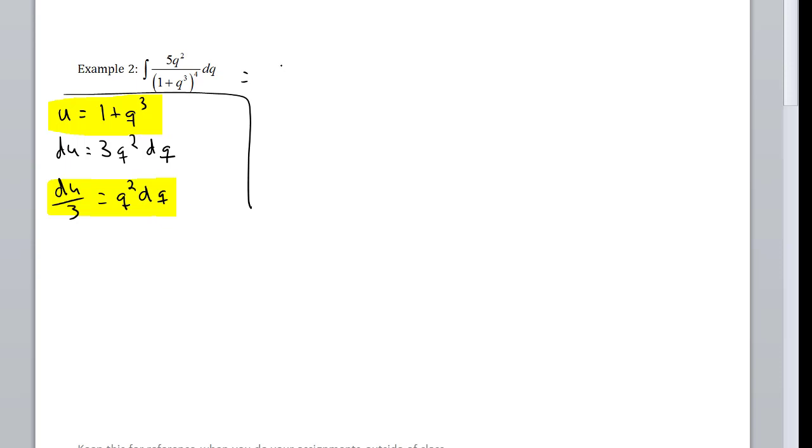So the original equation has a 5 coefficient, move it out front, and a divide by 3, move it out front. Now our denominator becomes u to the 4. In our numerator, the q squared is taken care of, and the dq is taken care of, so that's going to be my du. I'm going to rewrite that using my exponent laws. The u in the denominator gets the -4 when we move it up top. And now I can use the power rule, add 1.